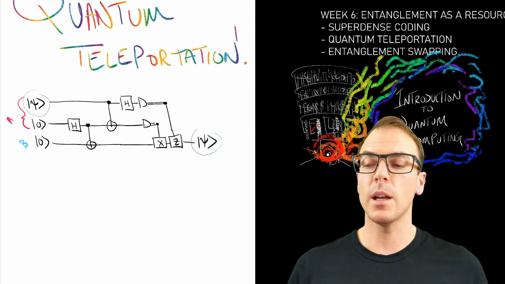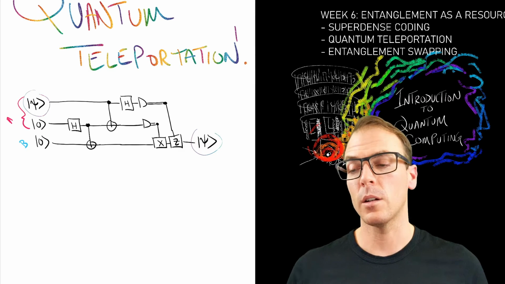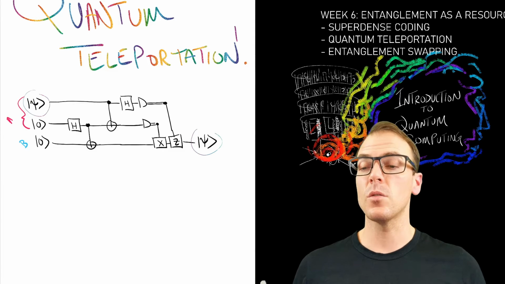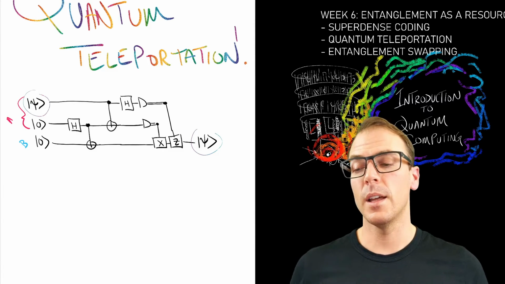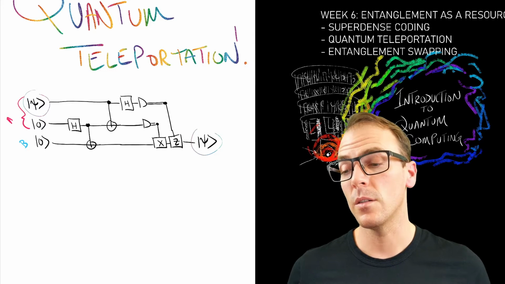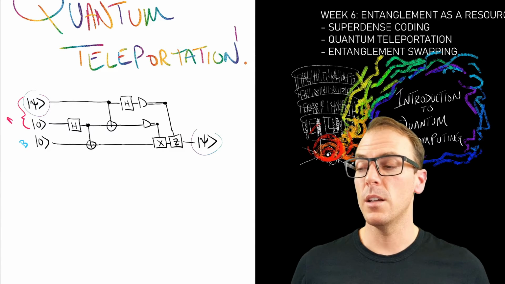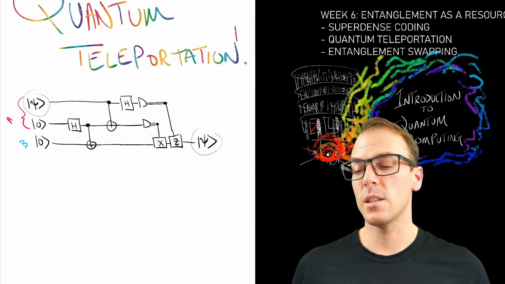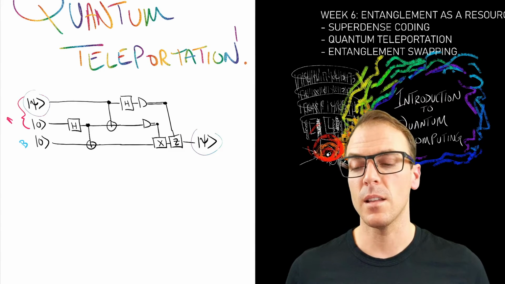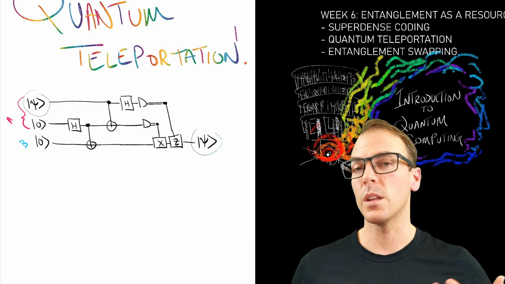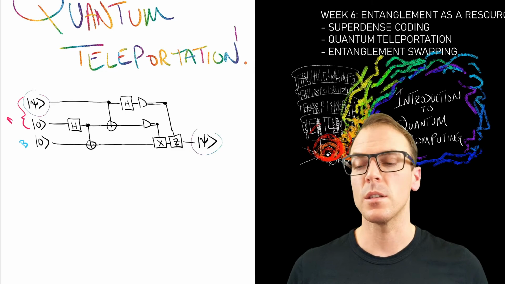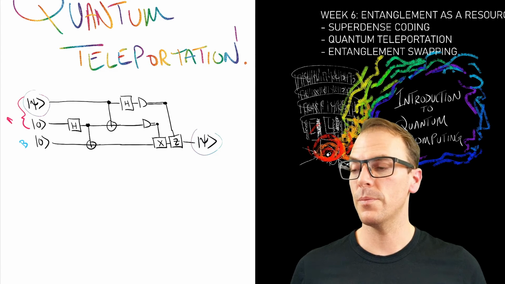So Alice might record a 0 or 1 outcome for either of these 2 qubit measurements. She sends those 2 bits to Bob, and then Bob might not do anything at all. So he may just leave his state alone, in which case he already has the state psi sitting with him, or he might have to perform some operations, this X and Z operation.